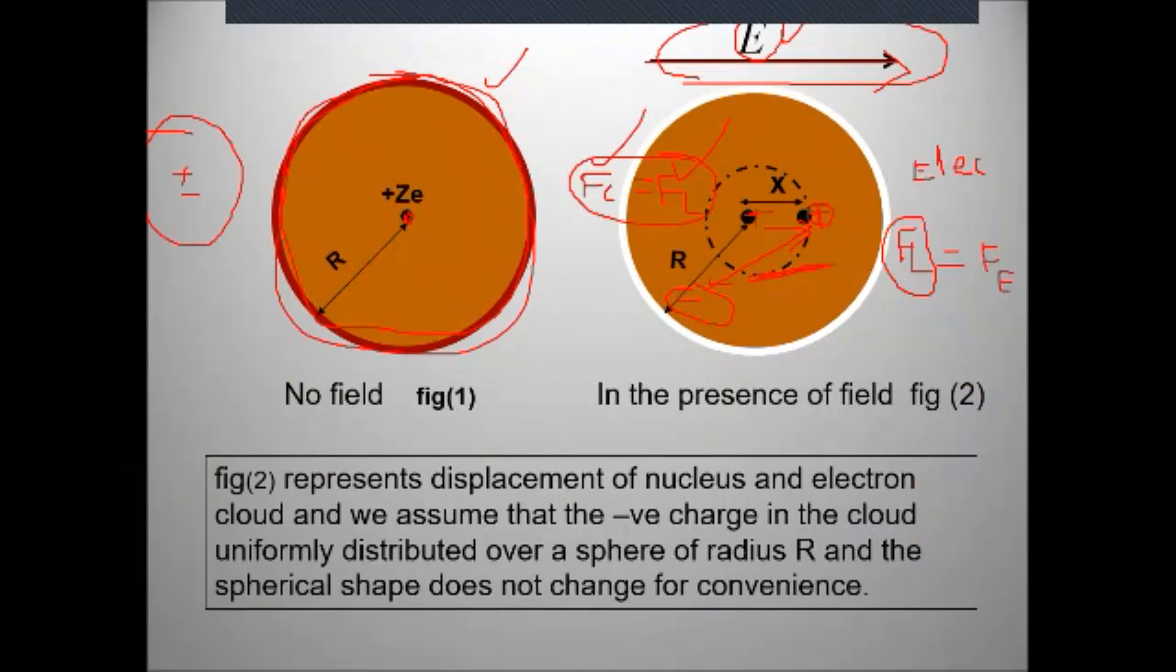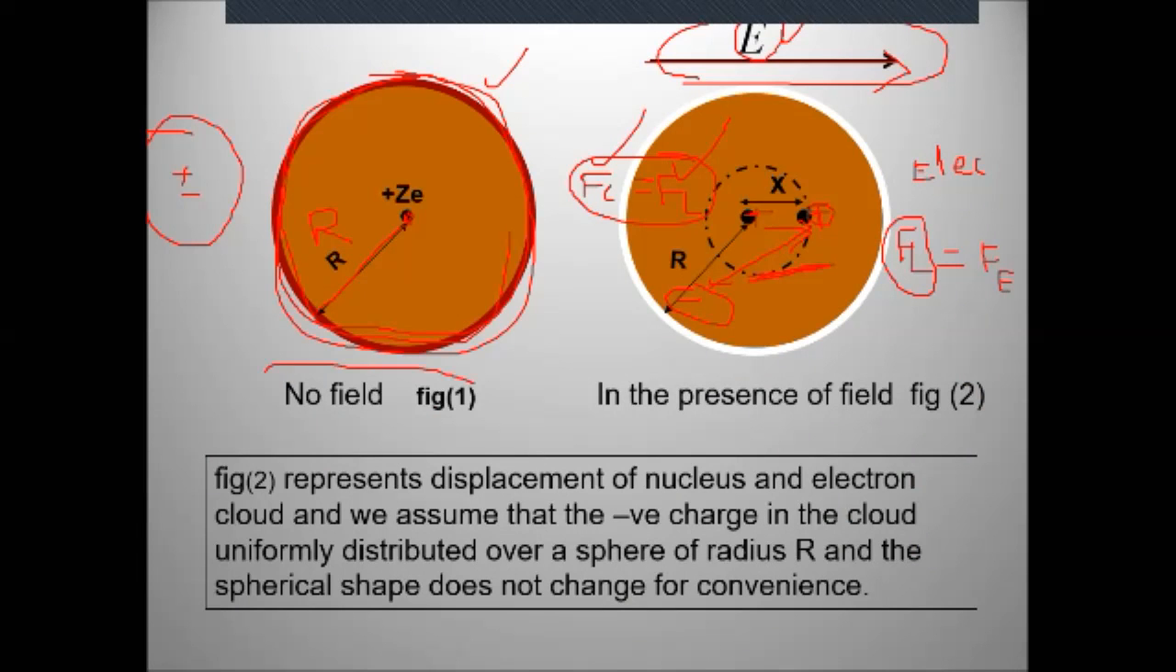This is the positive ion core, and this is the negative ion core. What is the radius of the electron cloud? That is the radius, capital R. This is when no field is applied, when there is no electric field.